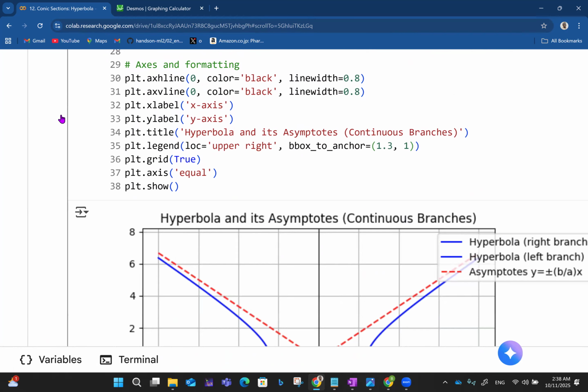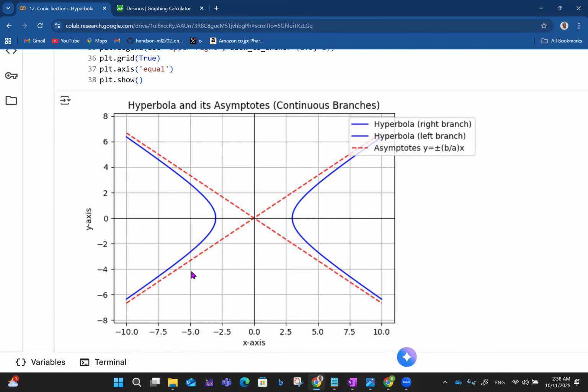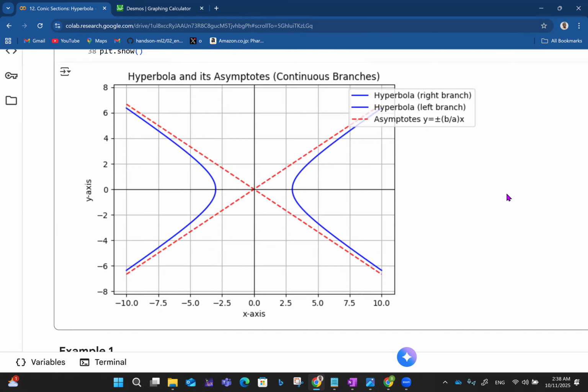So we have the code running here. Now we have it, okay? So you see, this is a hyperbola. In this case, there's eccentricity here. You have the hyperbola, the right branch here, and this is the left branch. And then you have the asymptotes, the lines that the hyperbola tries to reach but never reaches, which is plus or minus b over a x, like we saw up there.